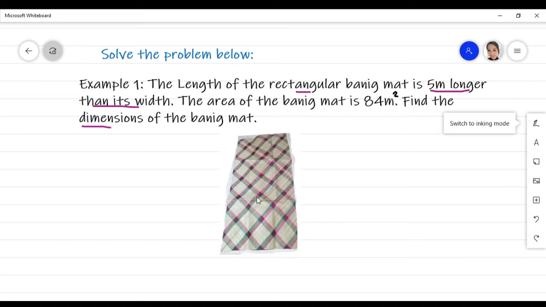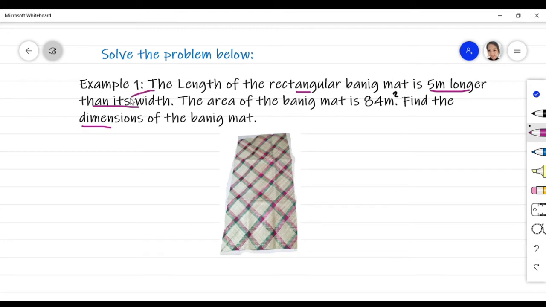So suppose I did not put here a picture of a banig, but based on the problem here, it is stated here 5 meters longer than its width. One of its sides is 5 meters longer than its width. Then it tells us that the shape of the banig is rectangular, right? And the length here is 5 meters longer than its width. So notice now that we don't know what's the length of the width, right? But we are given that the length is 5 meters longer than its width. So that must be the length.